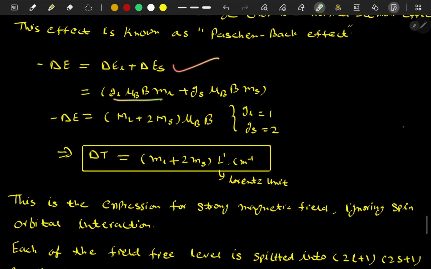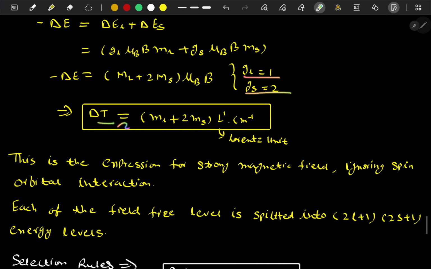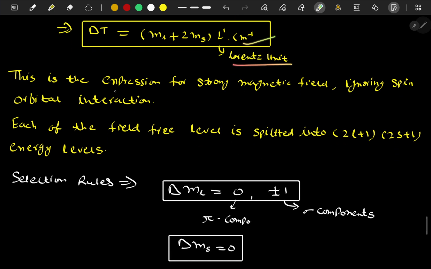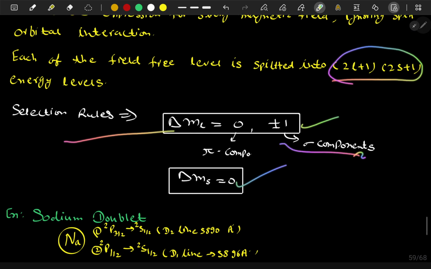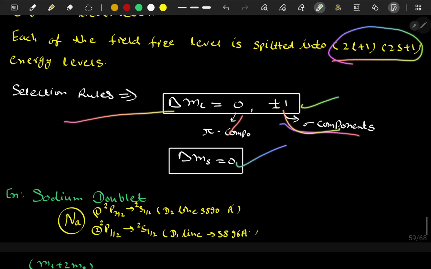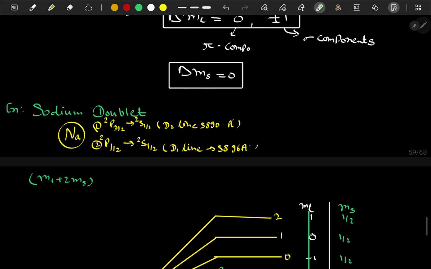So this is the delta formula, we know this. Delta equals ml plus 2ms, with gl equal to 1, gs equal to 2. So just put it here. We have the separation ml plus 2ms in Lorentz units, in centimeter inverse. This is the expression for a strong magnetic field ignoring spin-orbit interaction. So in it we are not considering the spin-orbit interaction. Each of the field-free levels is split into 2l plus 1 and 2s plus 1 energy levels. Selection rules are 0, plus or minus 1, and delta m is equal to 0. Here again the center is pi, and beside this the center, sigma components will be there.